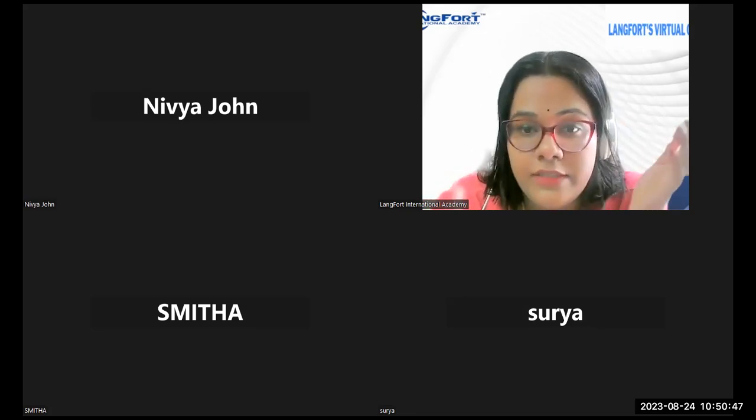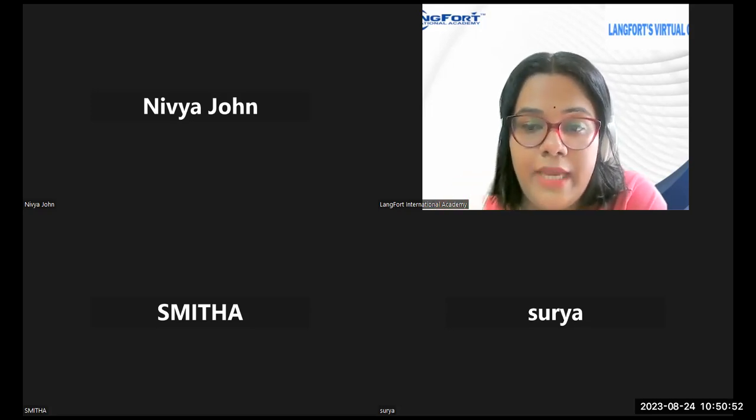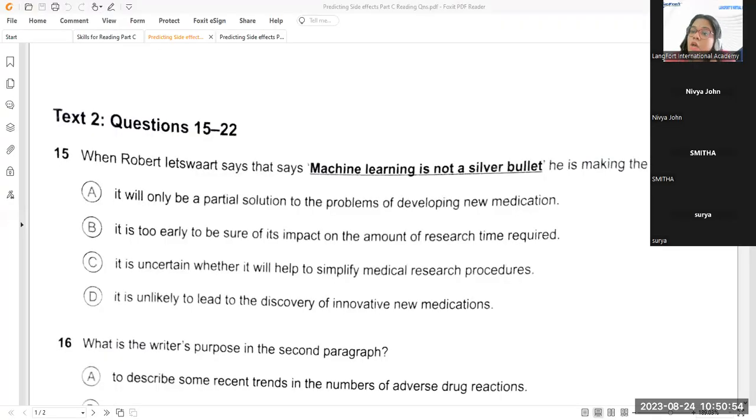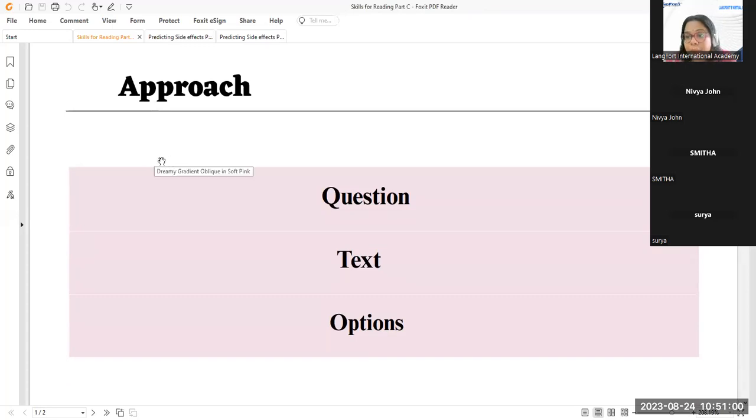So let's start with reading part C. Remember, you will be answering 16 questions within a time frame of 30 to 33 minutes. The best way to approach your reading part C is to start with your question, understand your question, then look at your text, finally have a look at the options. So question, text, options. This is the best way to approach your reading part C.